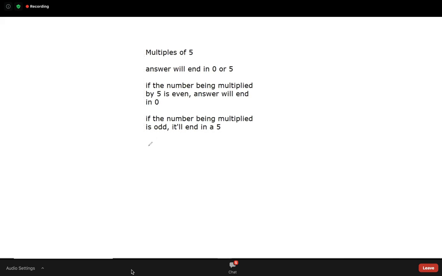What I mean is, if we do something like 5 times 3, because 3, the number being multiplied by, is an odd number, we know that it's going to end in a 5. So if we get something like 3 times 5 being 20, we know that our number isn't going to be correct because it ends in a 0. We know it has to end in a 5, so maybe after checking ourselves, we would get the right answer, which is that 3 times 5 is going to be 15.